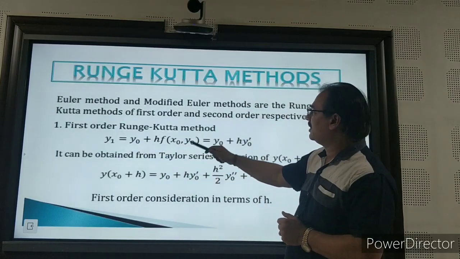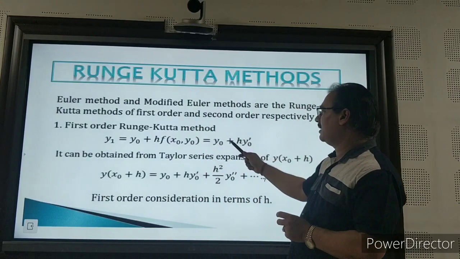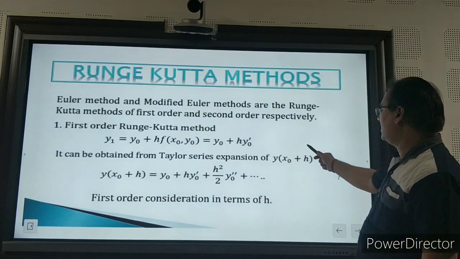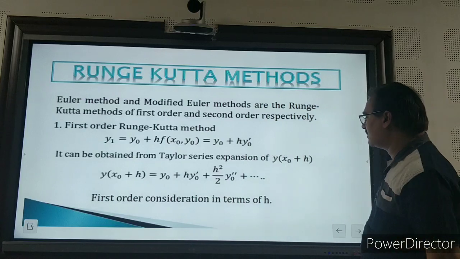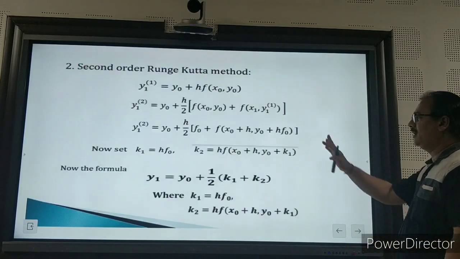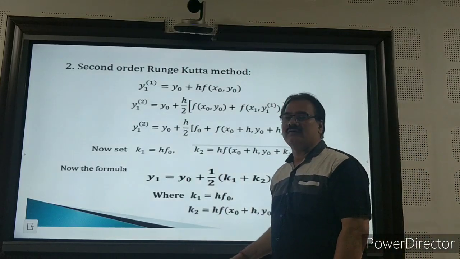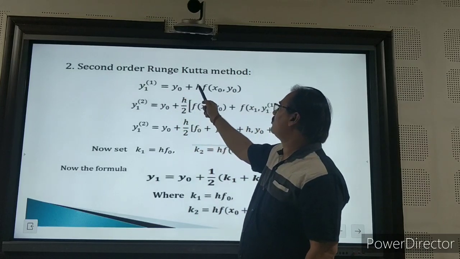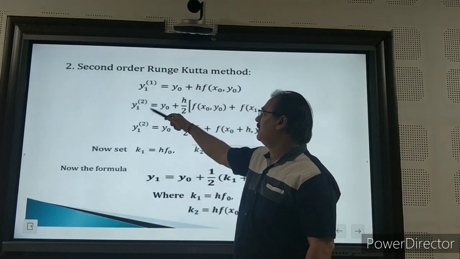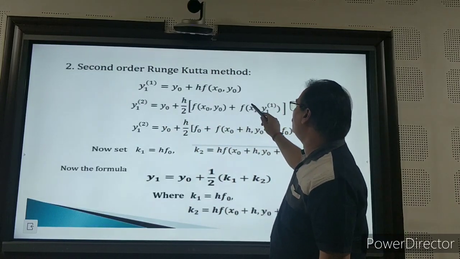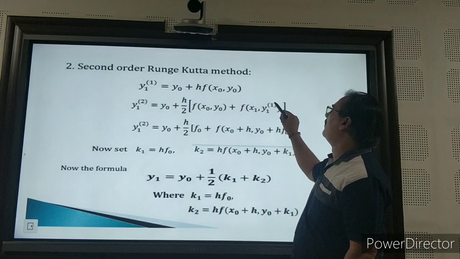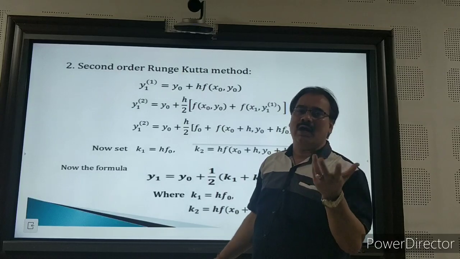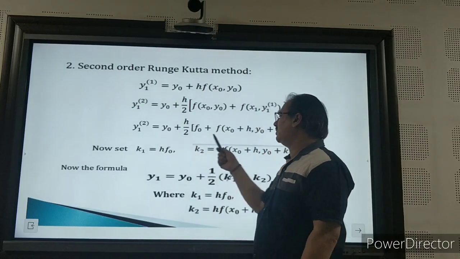y1 is equal to y naught plus h f of x naught, y naught. This can be written like this. It can be obtained from the Taylor series. We have already studied in the previous lecture the expansion of y of x naught plus h, with the first order consideration in terms of order h. The second order, of course, you know, where you change the value of y. So y1 first is equal to y naught plus h f of x naught, y naught. Y1 second is equal to this, where you will change it to x1, y1 first. We usually say this is the new y and the old y. In this concept you can develop all the formulas.